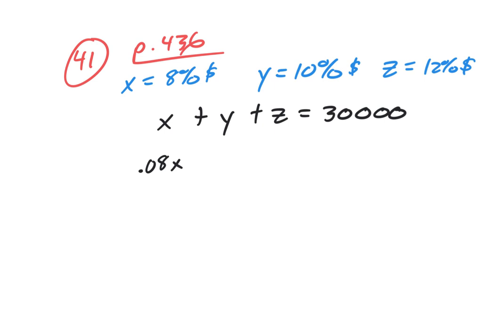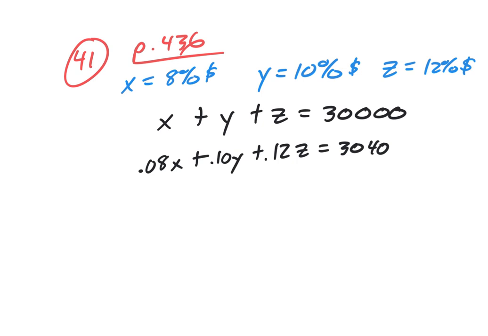So I know x is 8%, so I'm going to take 0.08 times x. And then I'm going to take 0.10 times y. And I'm going to take 0.12 times z. And the total interest paid for those three loans is $3,040. So we borrowed $30,000, and we're paying the bank about $3,000 for the loan.